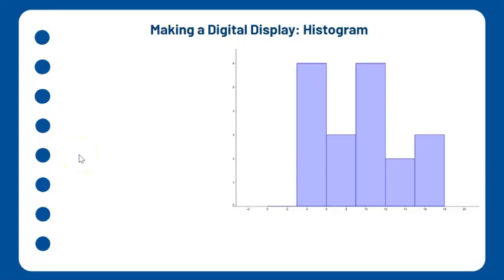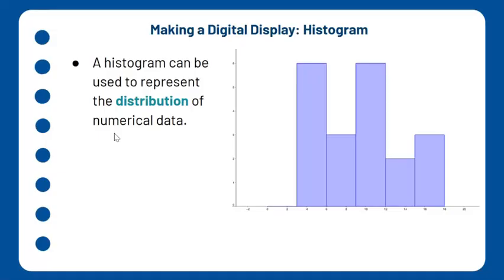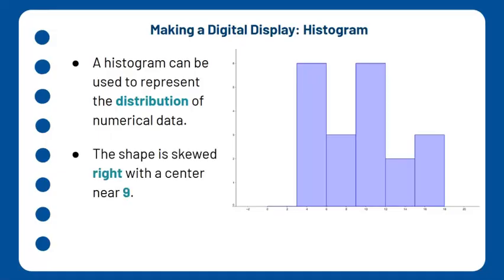Here's the histogram for the library dataset. Can we find measures of center such as median or mean using the histogram? Since the data is grouped into intervals on the histogram, it cannot be used to calculate the median or the mean. Instead, a histogram is best used to represent the distribution of numerical data. As we learned in a previous lesson, we can describe the shape of a distribution when given a histogram. For this histogram, we can say the shape is skewed to the right near the center of 9.